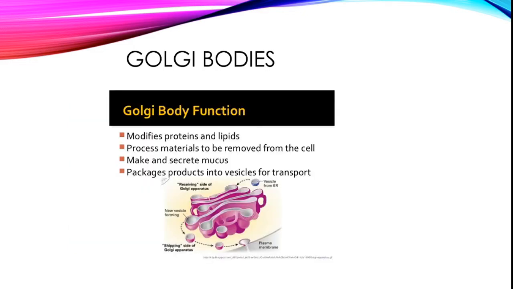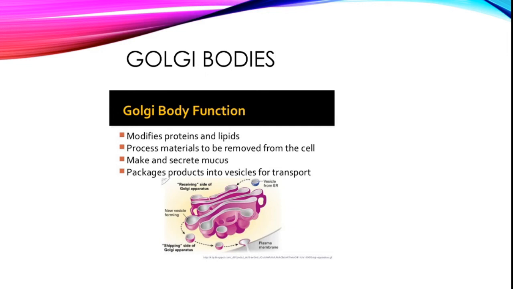Next cell organelle which we are going to study is the Golgi bodies. Just see the structure of Golgi bodies. Vesicles are present there and cisternae are present there. These vesicles are formed from endoplasmic reticulum. The main function of Golgi bodies is that it modifies proteins and lipids, and processes materials to be removed from the cell. Whatever the unwanted cell material is there, it is removed from the cell.